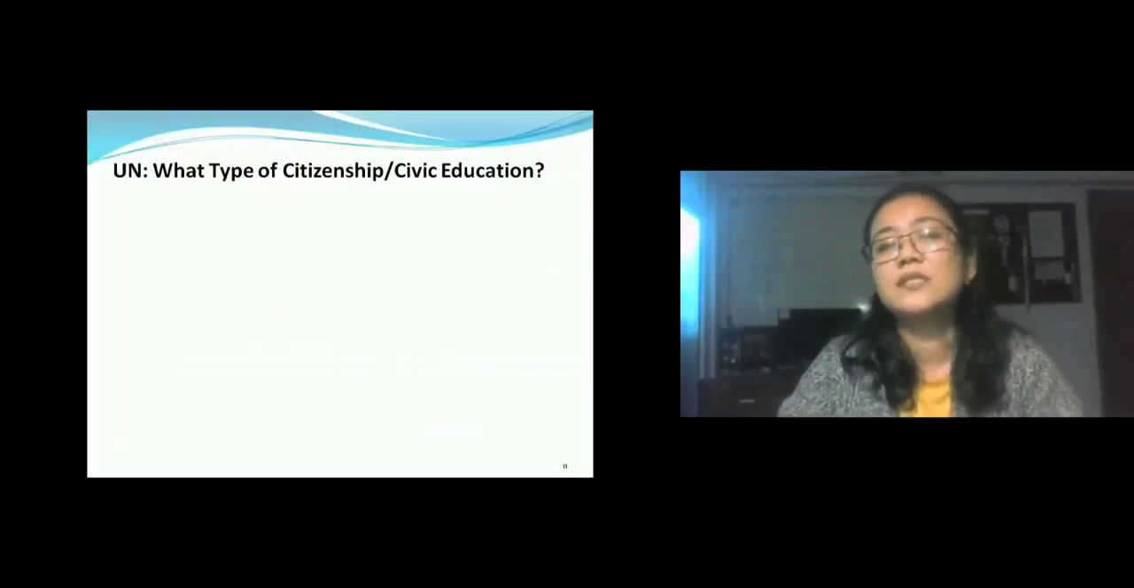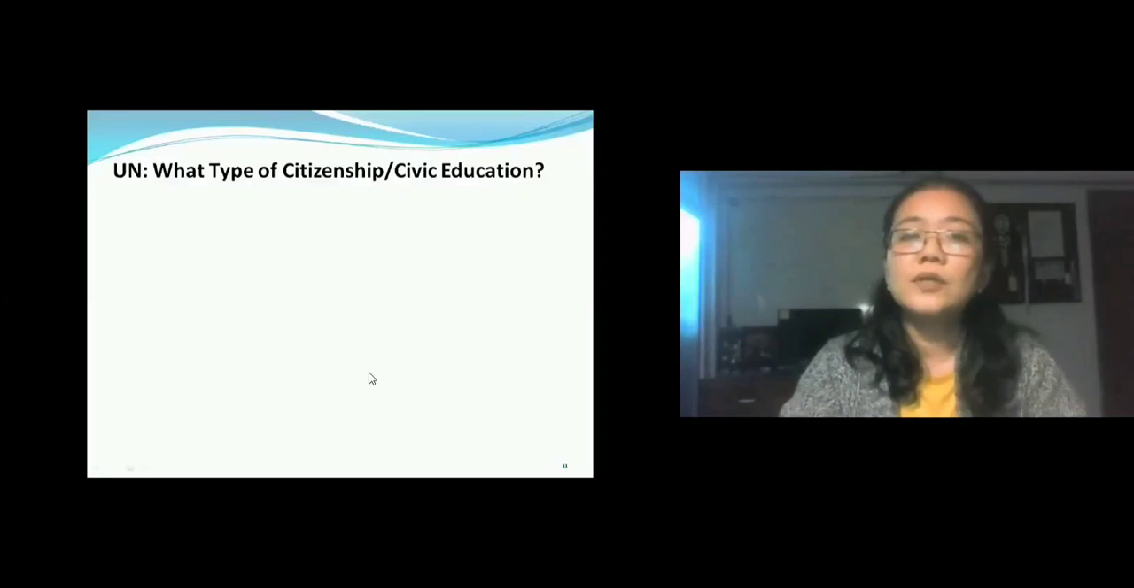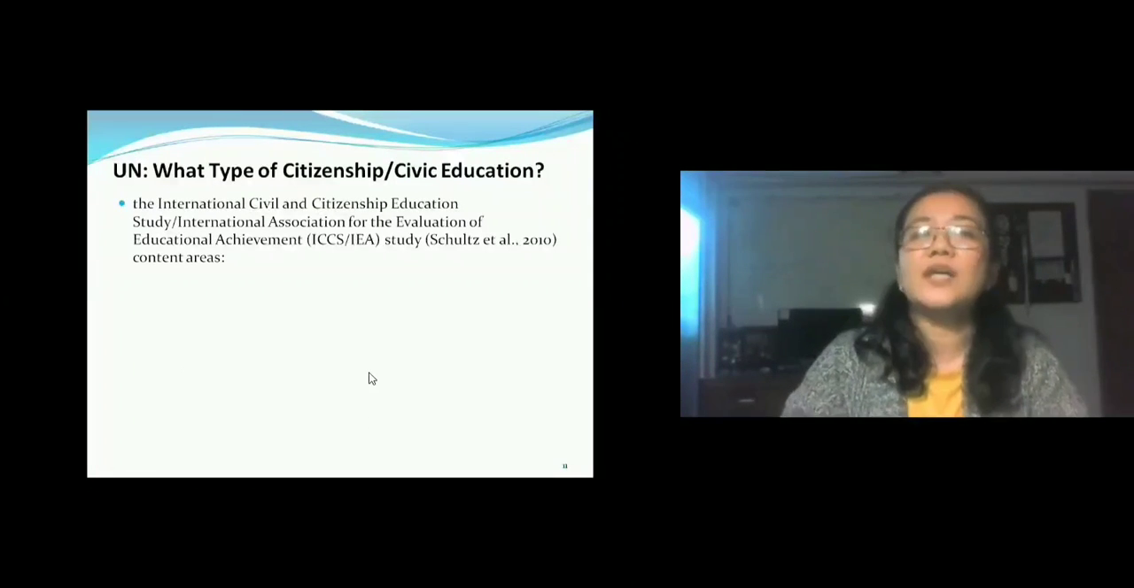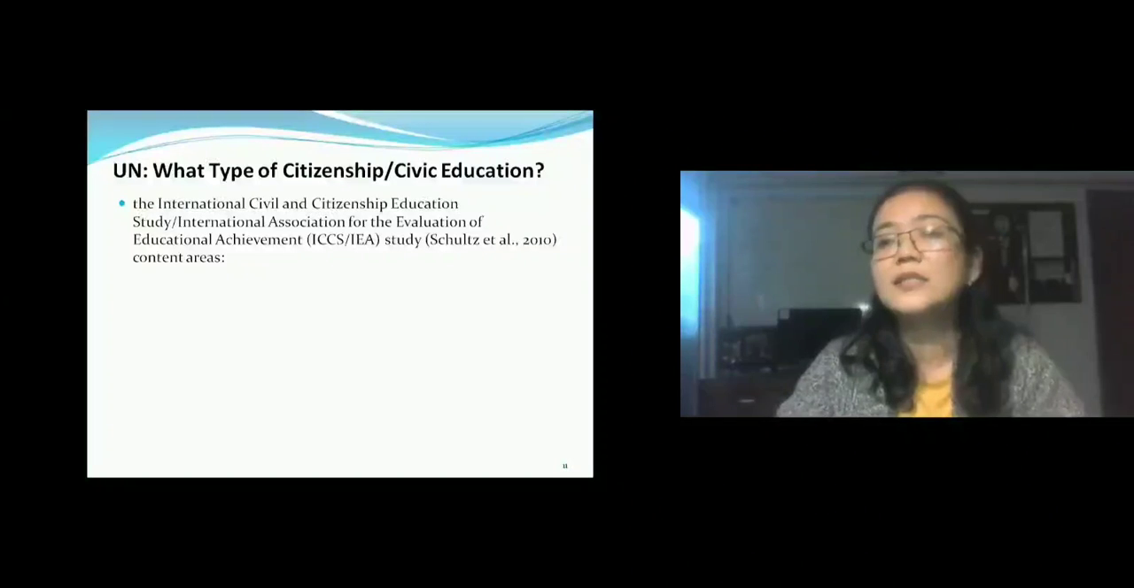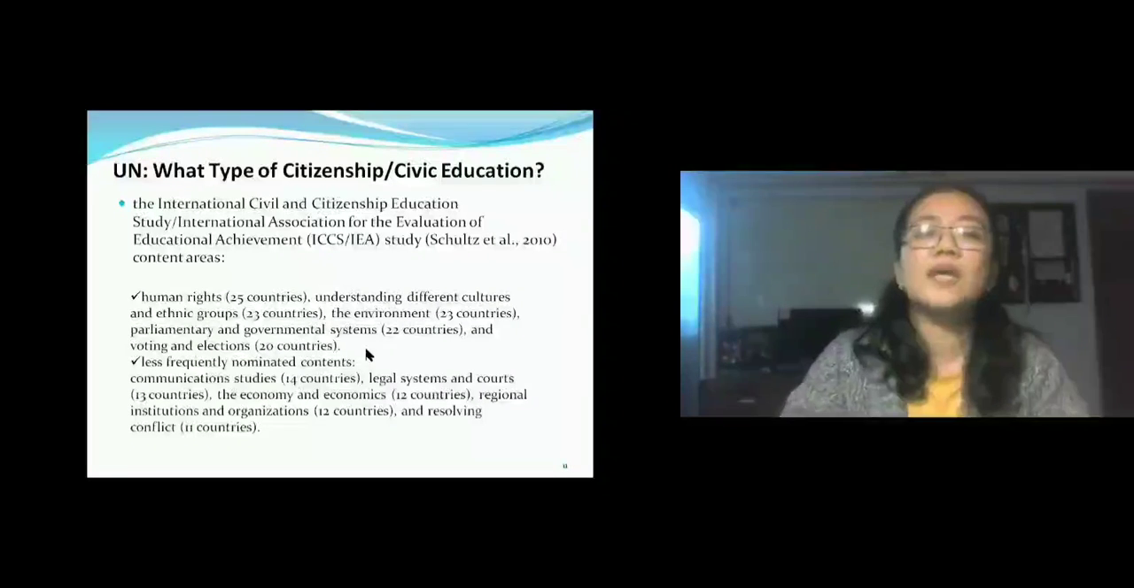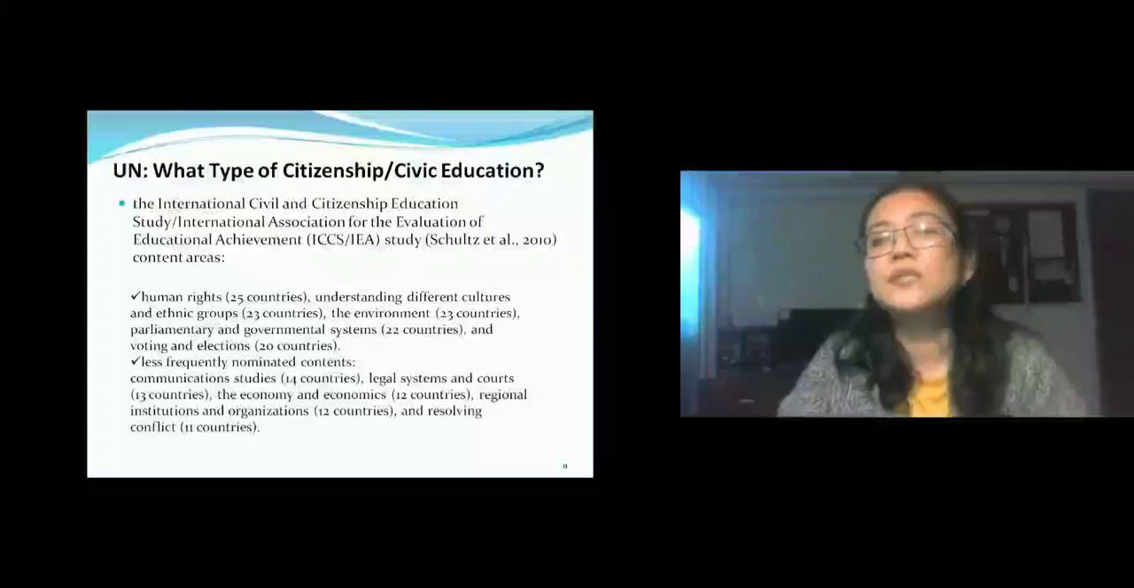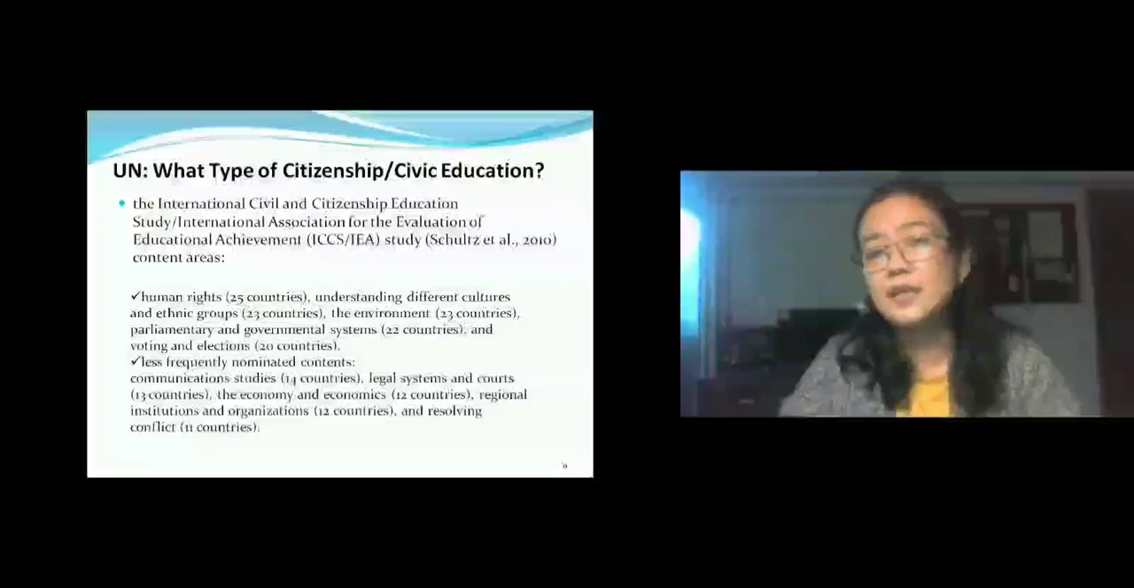So what types of citizenship, or what type of civic education, the component or the content of the civic education around the world. They take the studies of the ICCS and the IEA study, and this is what we found out. These are the countries, and these are the content areas, the numbers of the countries that put them in civic education as a content.